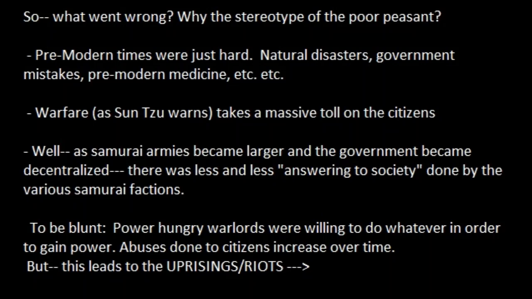You also had warfare, and as Sun Tzu warns, warfare takes a massive toll on the citizens.